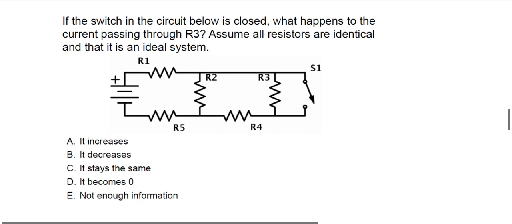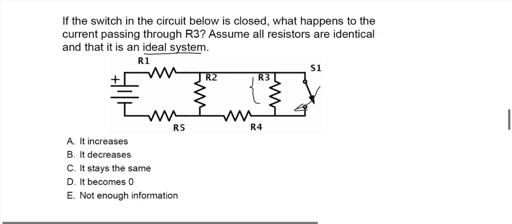Now have a look at this one. If the switch in the circuit below is closed, what happens to the current passing through R3? R3 is here, this resistor. If this switch is closed, okay, let me just close it. What happens to R3? Assume all resistors are identical, and that it's an ideal system.